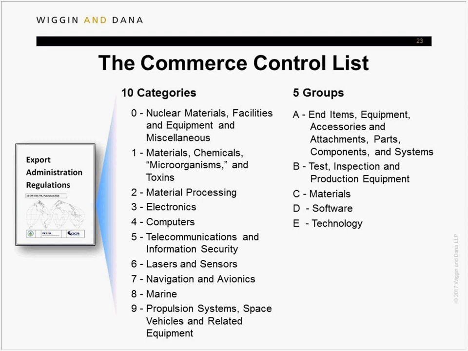So when you are looking for your item, the first thing you have to do is try to figure out which category it's most likely to be in. So if you have an aircraft engine, then that's a propulsion system. It's likely to be in Category 9. If you have a chunk of titanium, then you've got a material. You're probably going to go and look in Category 1 first. And you have to figure out which group it's in. Is it information? Because if it is and it's related to an aircraft engine, then that would be 9E, and so on and so forth. So 10 categories, 5 groups.